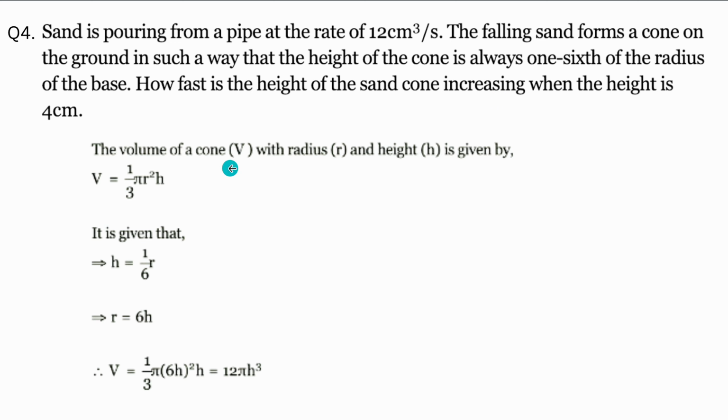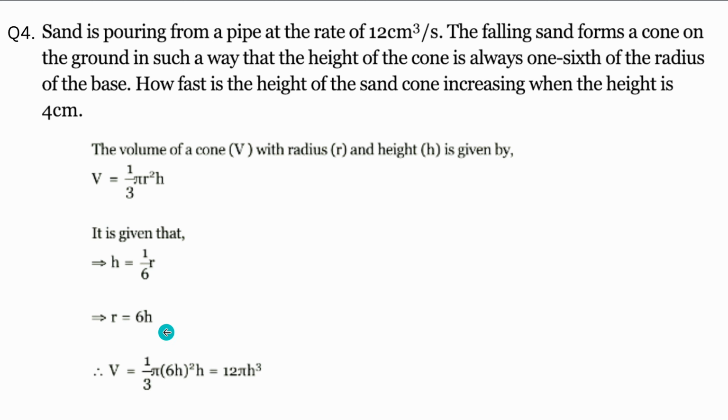So now let's assume V as the volume of the cone, r as its radius, and h as its height. And we know that the volume of a cone is given by the formula V = 1/3 π r² h. In the question it has also been given that the height of the cone is always 1/6 of the radius, that is h = (1/6) r. When we simplify this, we can write r = 6h. Now substitute this value in the formula of the volume.